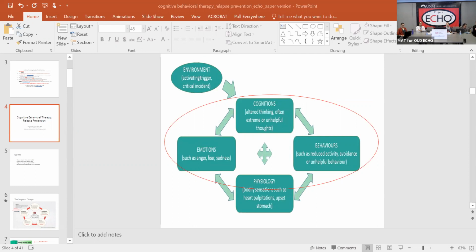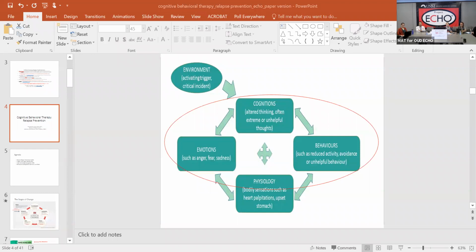So CBT stands for these first 3 components. Essentially, something happens in the environment. There's a trigger that affects the person's thoughts. So they have a certain perception of that trigger.